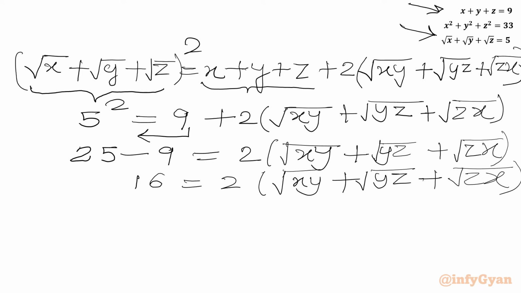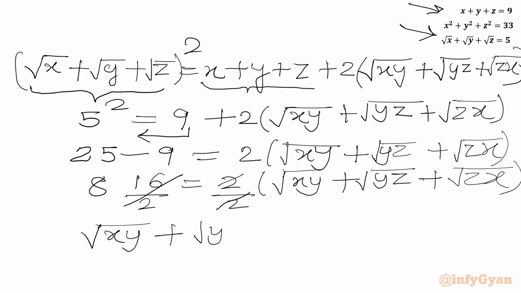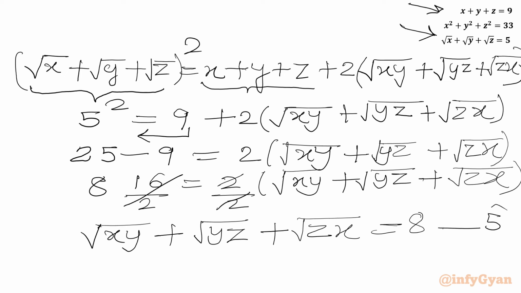Now we have to divide by 2 both sides. So let's divide by 2. We will get 16 over 2 equal to 8. 2 and 2 from RHS will cancel. We will get √xy + √yz + √zx = 8. And this equation we will call equation number 5.